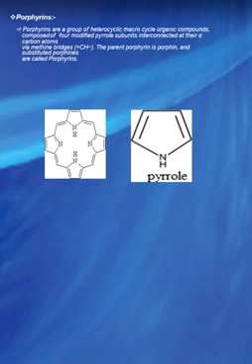Porphyrins are a group of heterocyclic organic compounds, that is macrocyclic organic compounds, composed of 4 modified pyrrole subunits interconnected at their alpha carbon atoms via methine bridges, that is double bond CH, and the parent porphyrin is porphin.